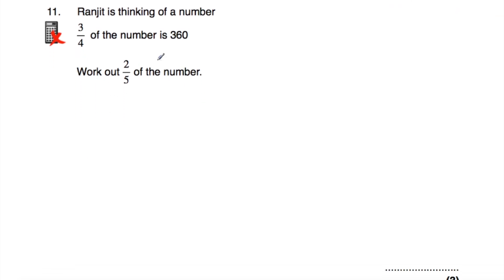Okay, so question number 11, it's a bit similar to the last one, apart from being halves and thirds. We've got some of our fractions. So Ranjit is thinking of a number. We don't know what it is. That's the number he's thinking of. And we're told that 3/4 of the number, so 3/4 of Ranjit's number is equal to 360. And then we've been asked to work out 2/5 of the number. So let's find the number to begin with.